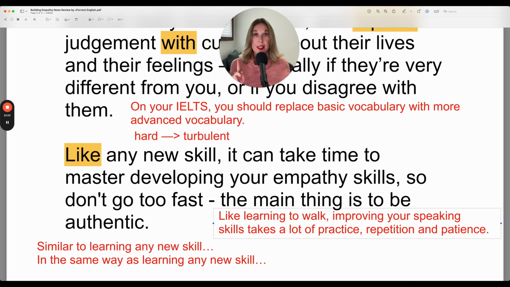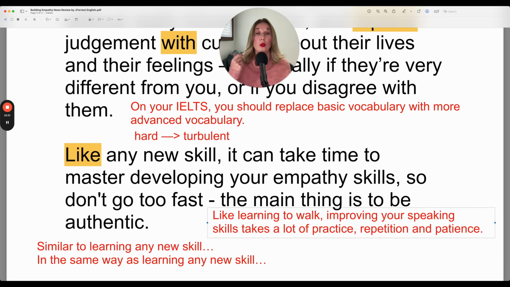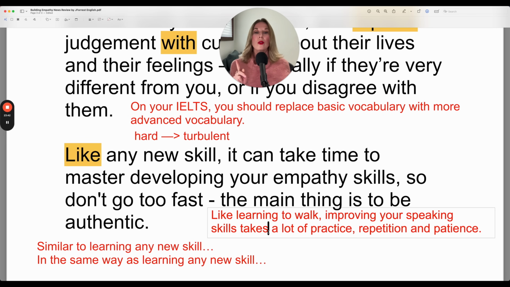Let's look at this example. Like learning to walk. So remember, similar to, in the same way as. And then the action is learning to walk. Like learning to walk, improving your speaking skills takes a lot of practice, repetition, and patience. Now notice here, my verb is take, and look at how it's conjugated. It has that S. Do you know why?